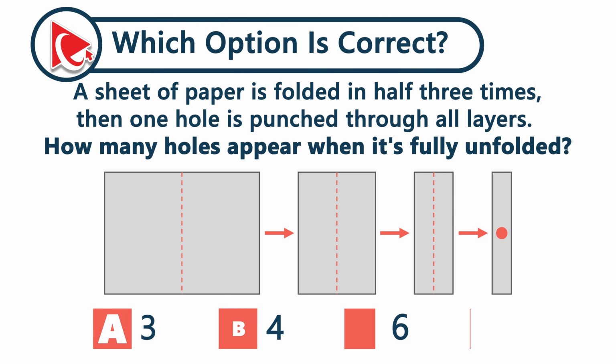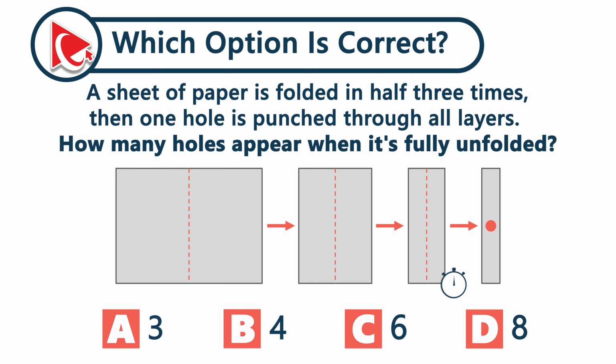A sheet of paper is folded in half 3 times. Then one hole is punched through all the layers. How many holes will appear when it's fully unfolded?